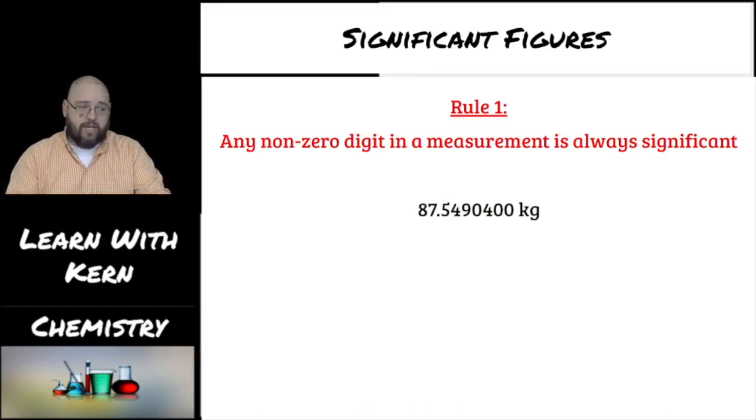So if I have this number, 87.5490400 kilograms, that's a very precise measurement, by the way. I've got a lot of decimal places here, lots of digits, so my guess is way over here. It's a very small guess. However, from this rule, the non-zero digits are the significant ones: the 8, 7, 5, 4, 9, 4. Those are all significant because they're not zero. So non-zero digits in a measurement are always significant.